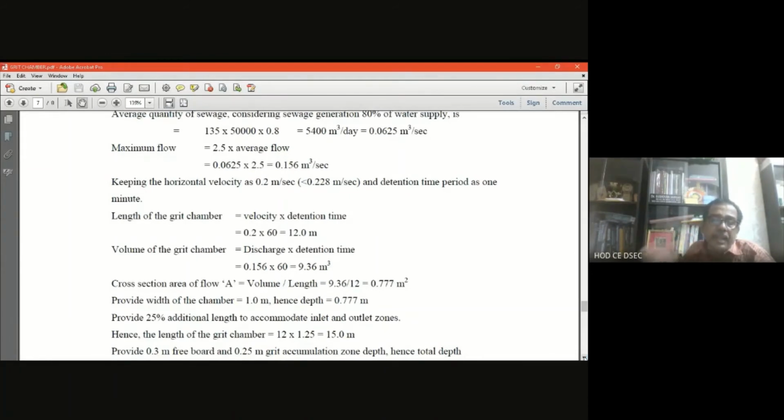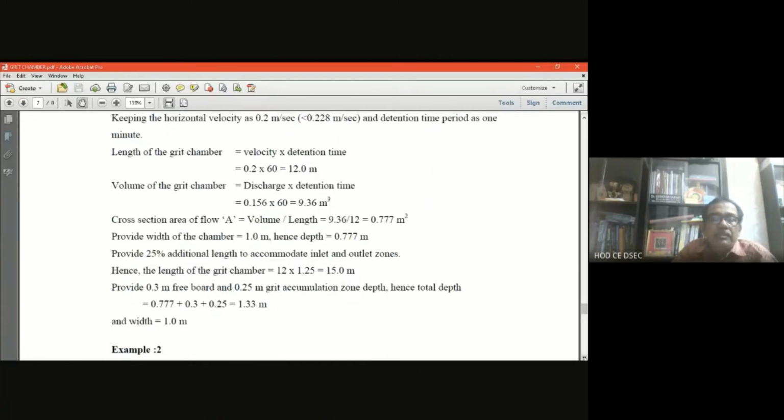Now on the left and right side we know the extra inlet and outlet zone, that is zone 1 and zone 2, we have to consider. So for that 25% additional length we have to accommodate for the inlet and outlet zone. So what is the total length of the channel? The total length of the grit chamber is 12 into 1.25.